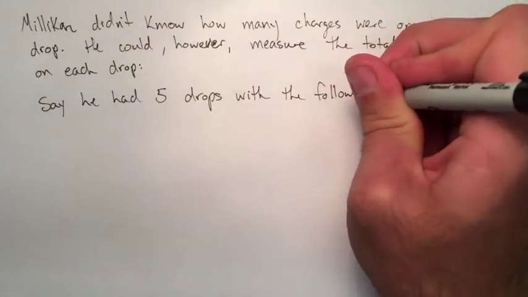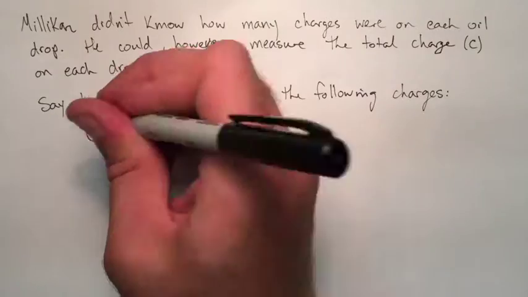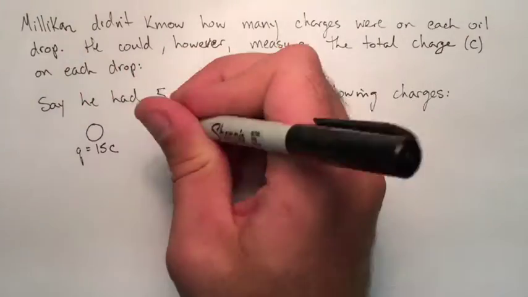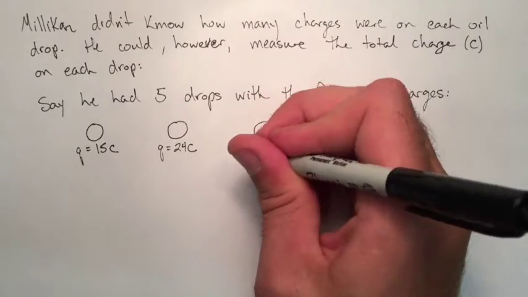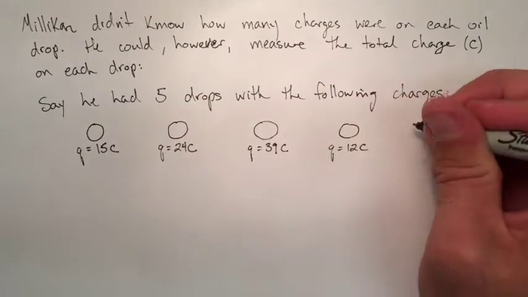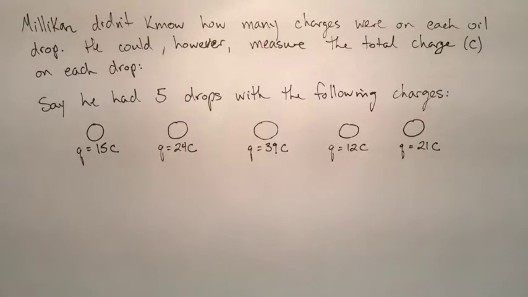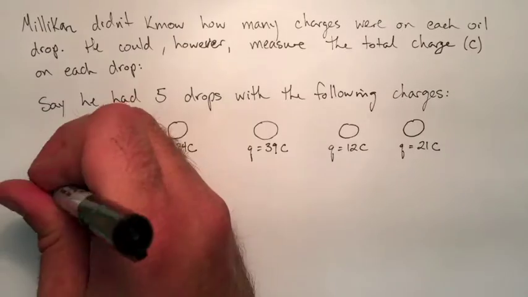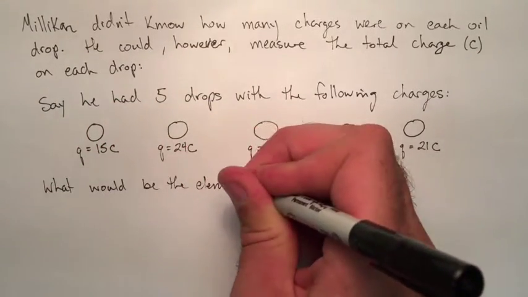Let's say we had 5 oil drops with the following charges. The first oil drop will have 15 coulombs. The next one will be 24 coulombs. The third one will be 39 coulombs. The next one will be 12 coulombs. And the final one will be 21 coulombs. So pretending that this is our selection of data, what would be the elementary charge in this case?